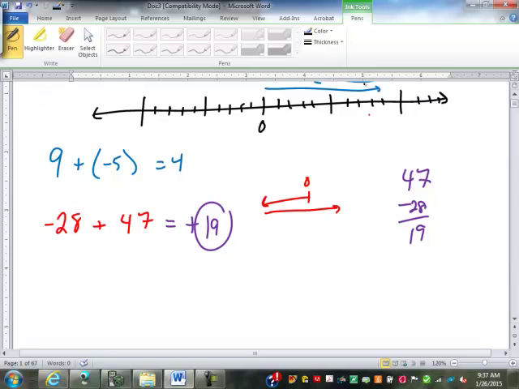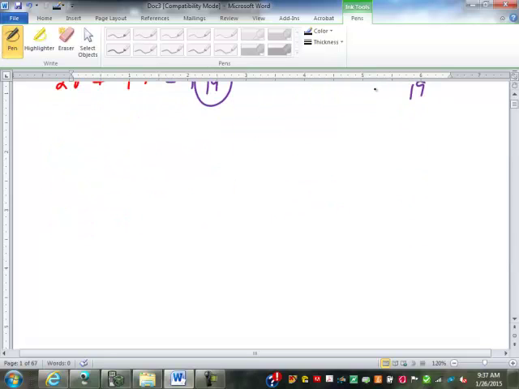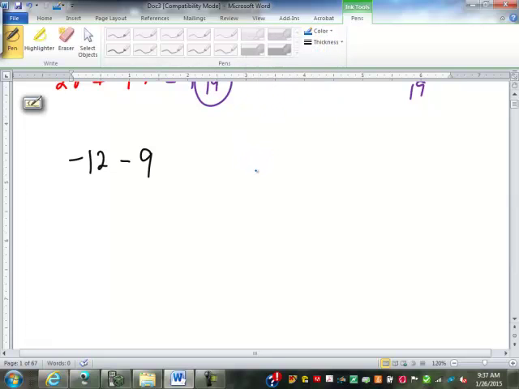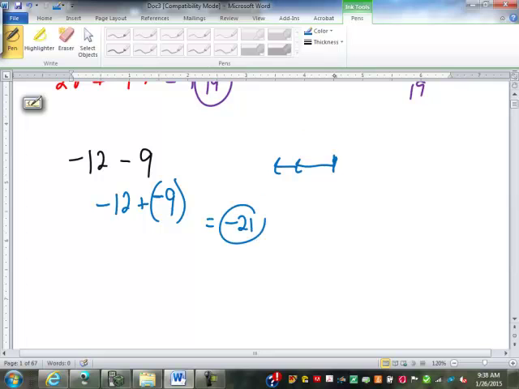Subtraction is where it really got to be tricky. If we had a negative 12 minus 9, what do we get? Well, what did we change that to make it easier? Yep, there you go. Remember, subtraction, we change it to plus the opposite. So minus a positive 9 becomes plus a negative 9. And now we have negative 12 and negative 9, which is a negative 21.